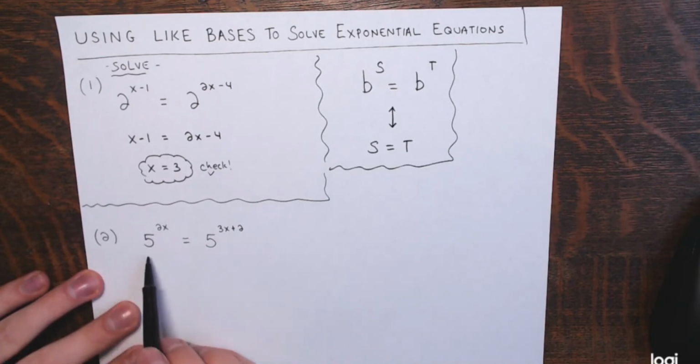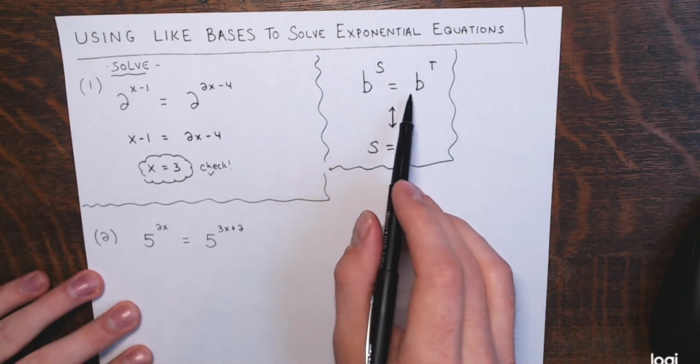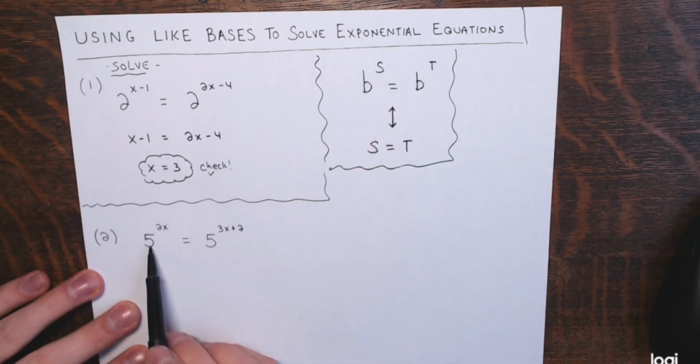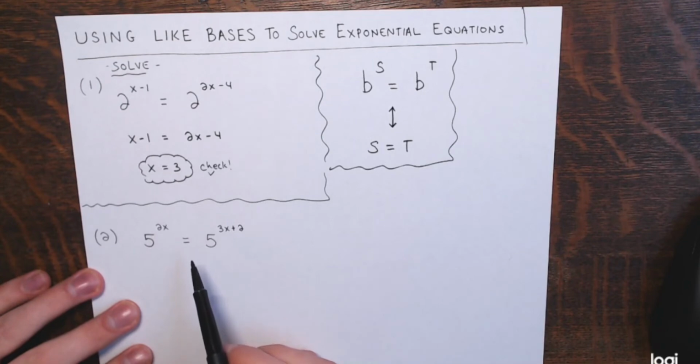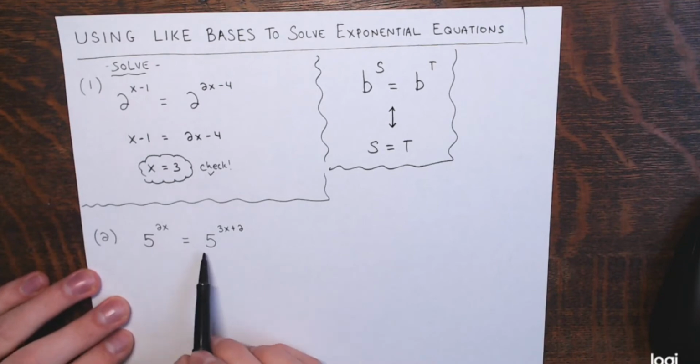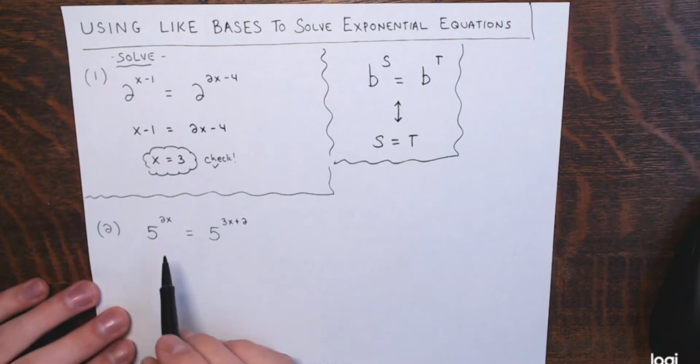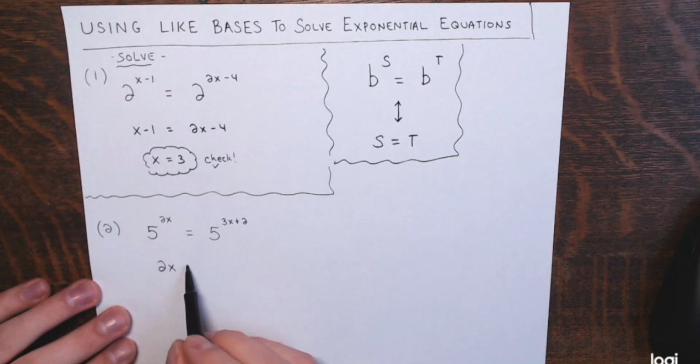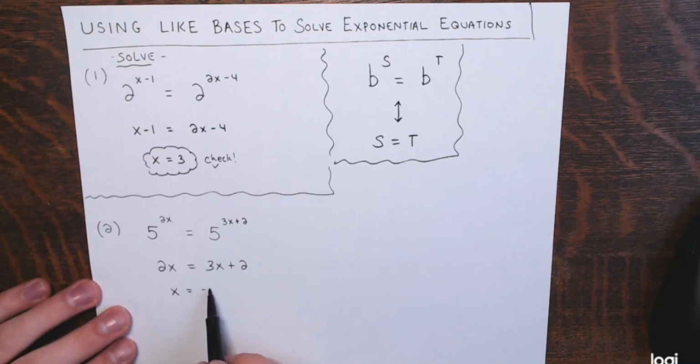Same setup. It already looks like this: b to the s equals b to the t. Both sides are a single base to a single power, and they're the same base. Both are base 5. So applying this one-to-one property, the only way these two are going to be equal is if the powers are equal. So 2x on the left must be equal to 3x plus 2, the exponent on the right. And then solving for x here, x would be negative 2. Subtract 2x, subtract 2, or subtract 3x and then divide by negative 1, whatever. And there you go.